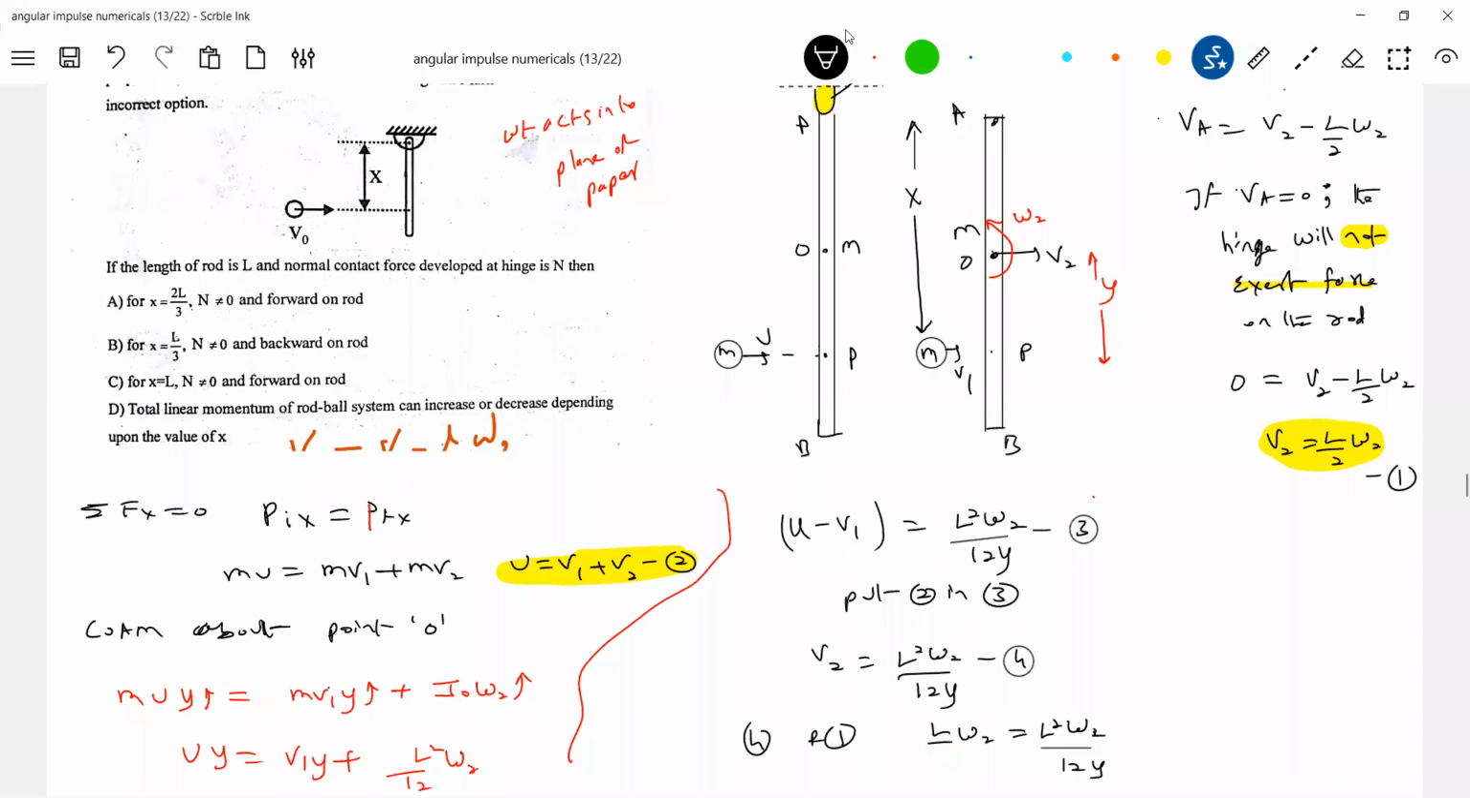So what should y be equal to now? L by 6. Where the particle should come and strike the rod from the hinge at a distance x, we said. So what is x equal to? x equal to, shall we put, L by 2 plus y? Anybody? Value of this? 2L by 3.